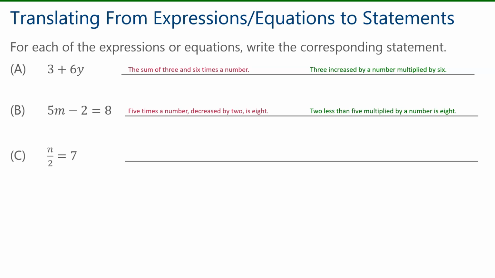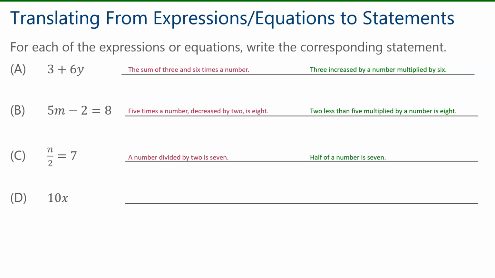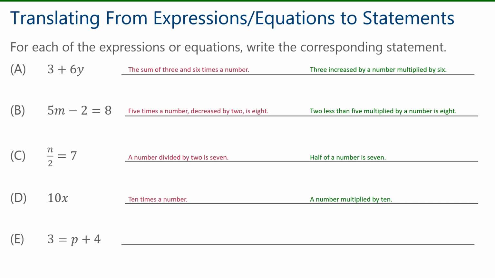In C, n over 2 equals 7. We could say a number divided by 2 is 7. I could say half of a number is 7. For D, 10x: 10 times a number, or a number multiplied by 10. In E, we have another equation, 3 equals p plus 4. Here we can say 3 equals a number increased by 4. We could say 3 is the same as 4 added to a number.